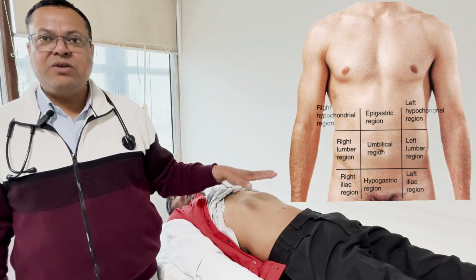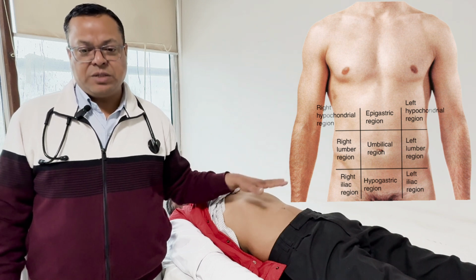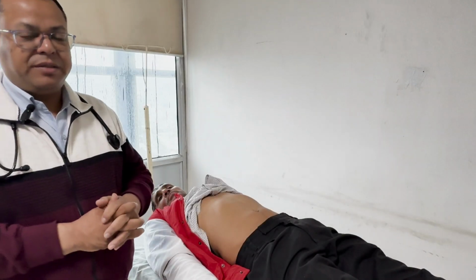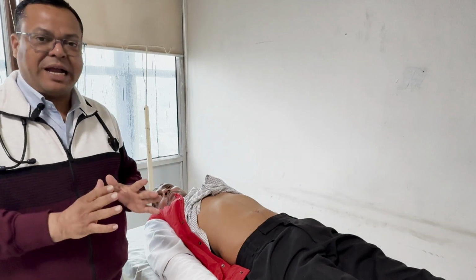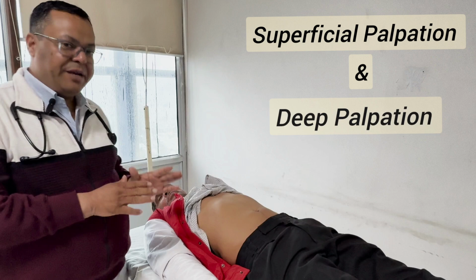So these are the 9 regions where we have to palpate, inspect, or percuss. Now come to the palpation. Palpation is of 2 types: one is superficial palpation, another one is deep palpation.